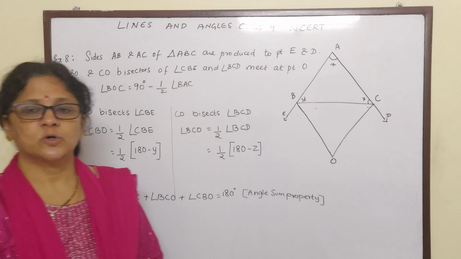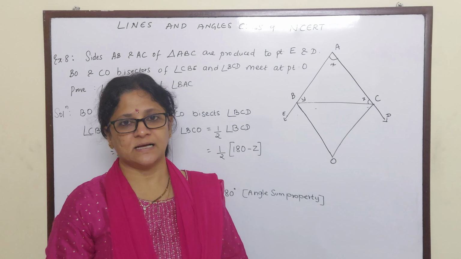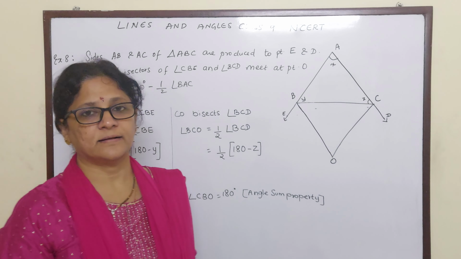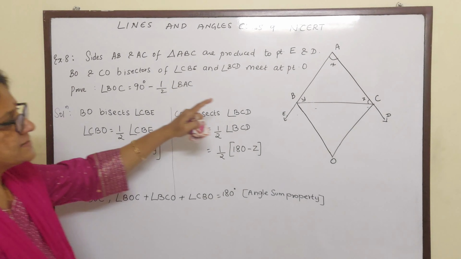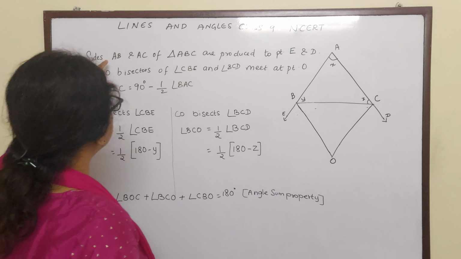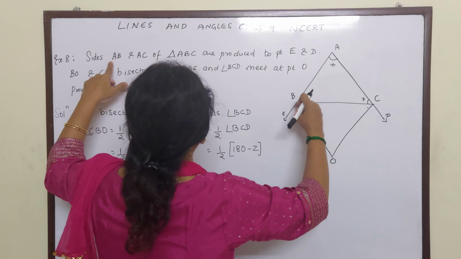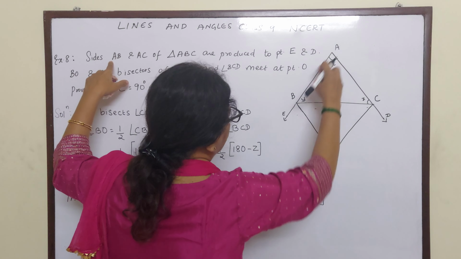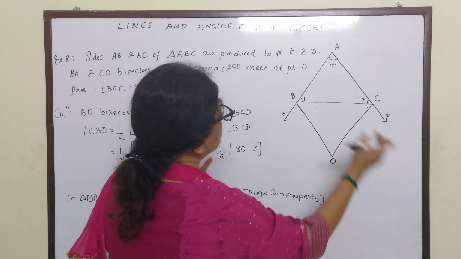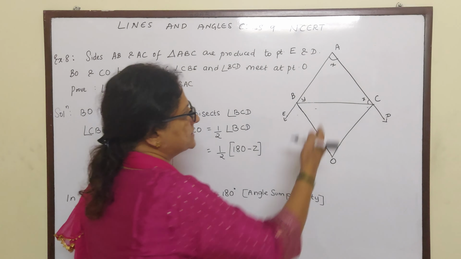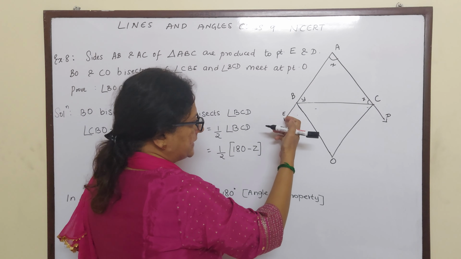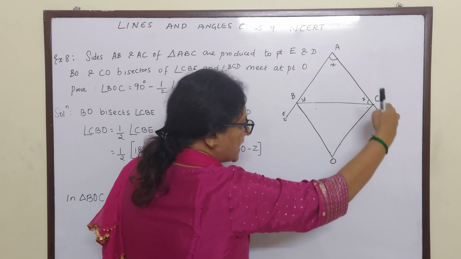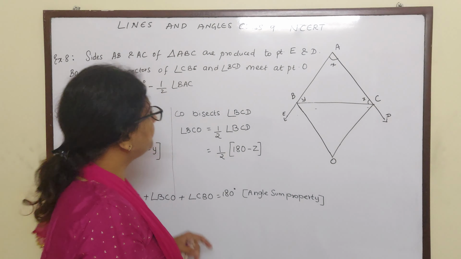Hello children. So we have come to the last example sum in chapter Lines and Angles, example 8. This is your NCERT example. This is the diagram. They say side AB and AC of triangle ABC are produced to points E and D. That means AB produced is extended to point E and AC is extended to point D.